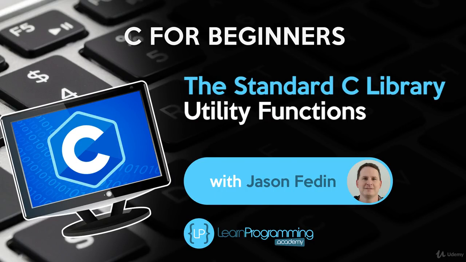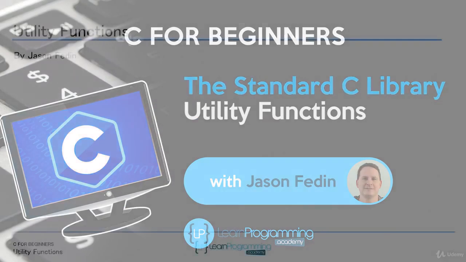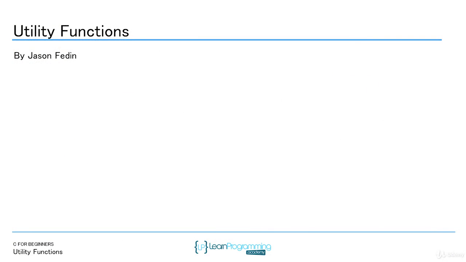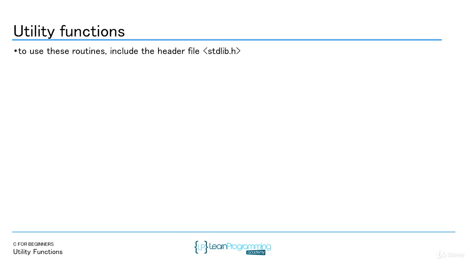Hello and welcome back. In this lecture, I want to talk about some of the utility functions that are provided by the C standard library. These do exactly what you would think: just some utilities, some generic general functions to do various different things. To use the utility functions, they're usually in stdlib.h, so you include that header file. Some of the functions I'm going to describe are just useful functions.